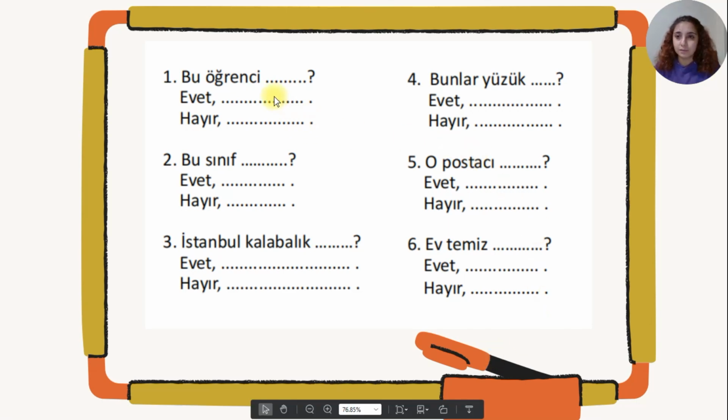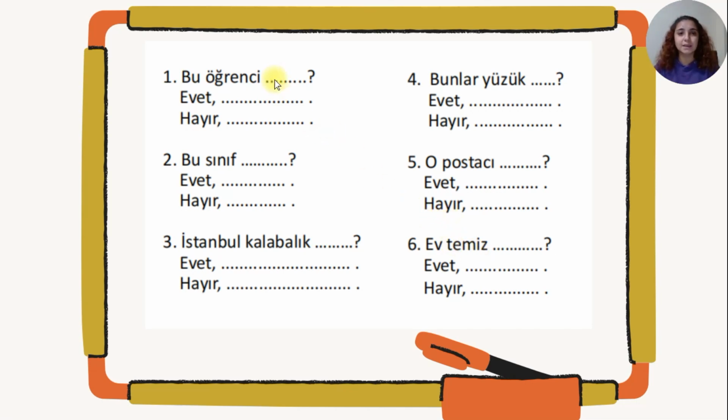Öğrenci is student. Sınıf is classroom. Kalabalık is crowded. It is busy as city or an environment. Busy environment, crowded environment. Kalabalık. Yüzük is ring. This one. Postacı is postman. We saw it. Temiz is clean as adjective.